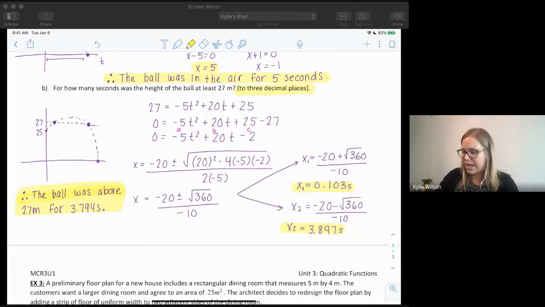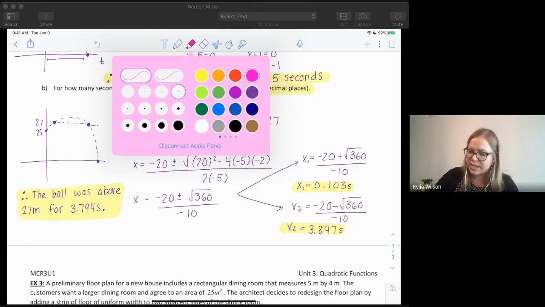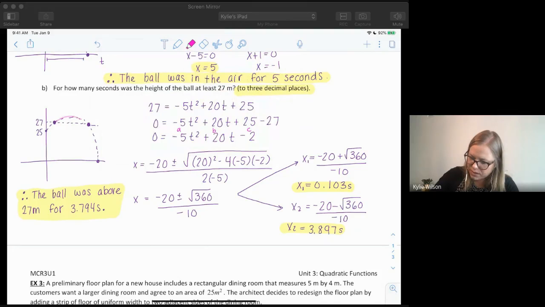Why did I subtract? Because I'm trying to figure out the length of time that it was above here. I'm looking for this length of time. So I need to figure out the difference between those two times here. That's why. So I'm looking for the difference. So this here would be 3.897 seconds, and this here would be 0.103 seconds.